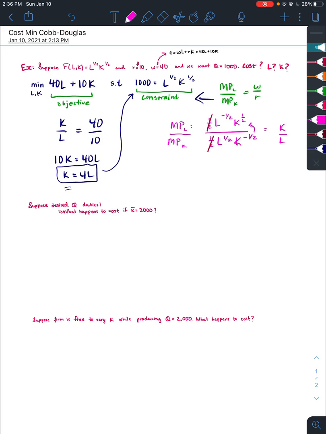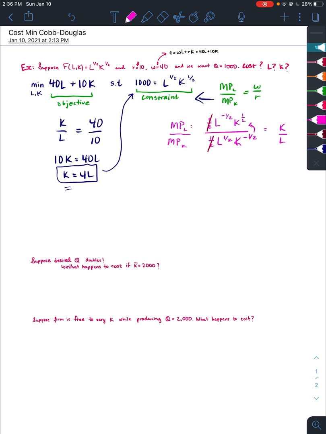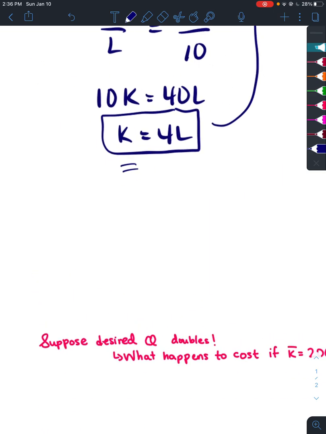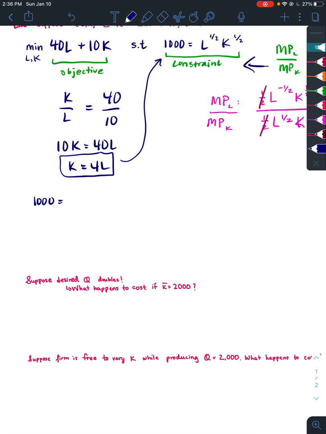Okay, so moving forward, we have a nice little equation here. Let's bring this down. Now what we have to do, again, is plug this back into our constraint. It gets very easy after this. Plugging it back into our constraint, we have 1,000 is equal to K. We already know what K is, so let's just write this out.